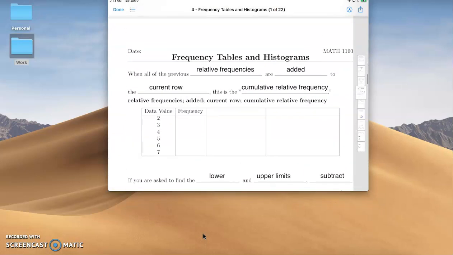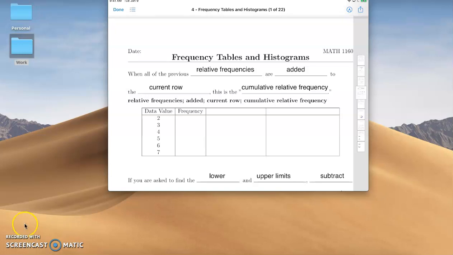Okay, when all the previous relative frequencies are added to the current row, this is the cumulative relative frequency. So what we're saying now is that we're not totaling all of them, we're totaling them for each thing. So we're totaling here, let me go through the example. I think this might actually help a little bit.